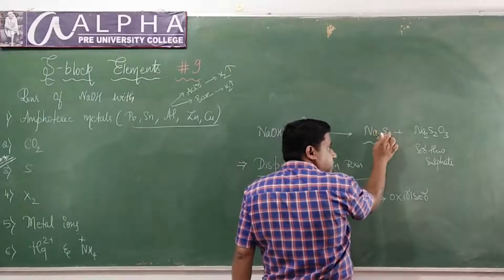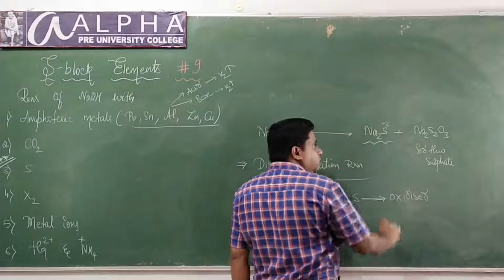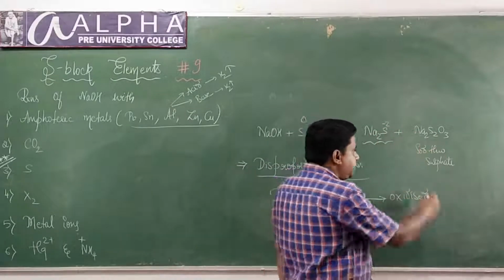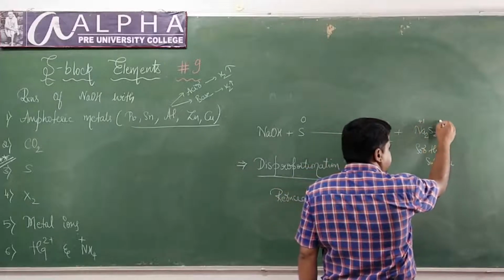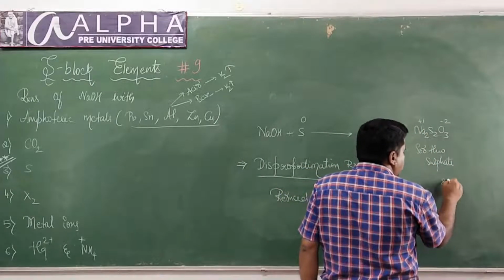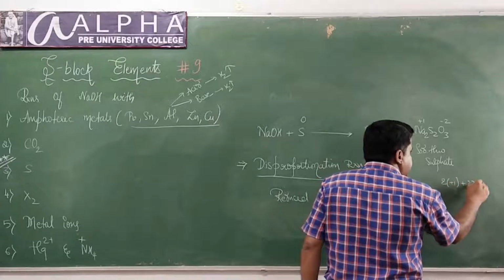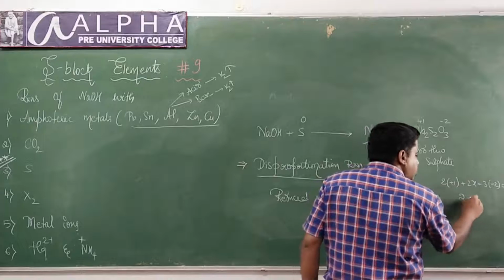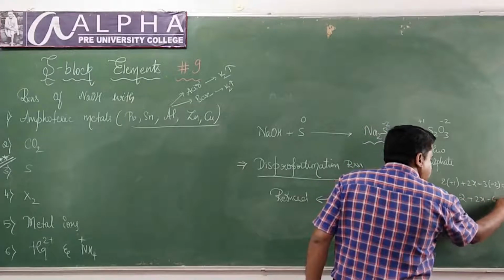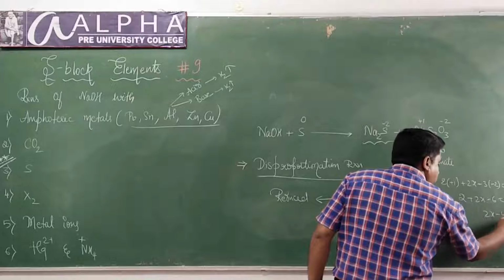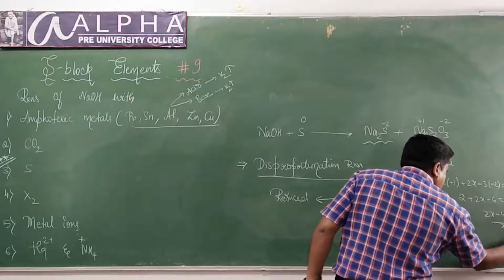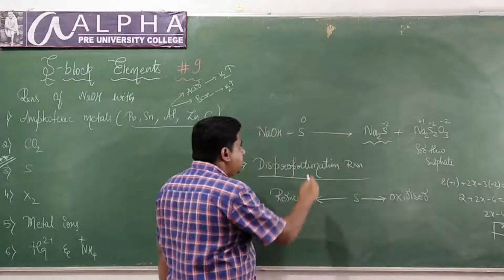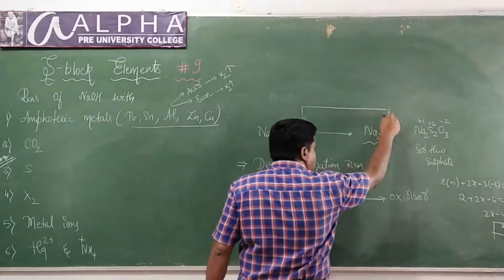The oxidation state of sulfur in sodium sulfide is -2. And what is the oxidation state of sulfur in sodium thiosulfate? Just check. Sodium is +1 and oxygen is -2. You get 2 into +1 plus 2x plus 3 into -2 equals 0, so 2 plus 2x minus 6 equals 0, 2x minus 4 equals 0, x equals +2. You will get the oxidation state of sulfur to be +2. Now compare here. Sulfur is going from 0 to -2.